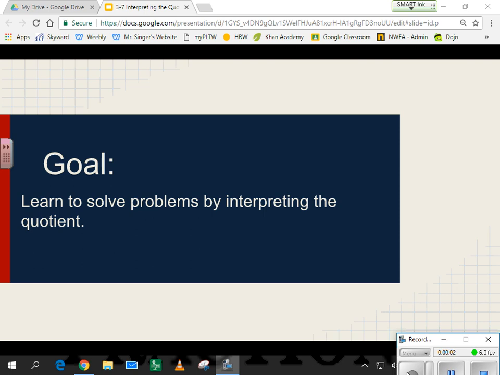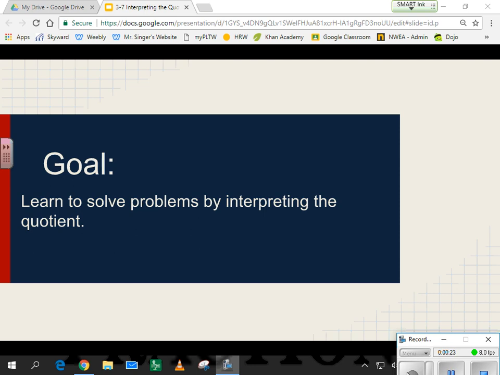Welcome back. We're going to do a little more division-like problems today. Our goal is all about interpreting the quotient. Basically, today's lesson is looking at real-life problems and saying, what are we really looking for in an answer for this problem? Sometimes you have to look a little higher than the actual answer, a little lower, or look for the exact answer. That's what we're going to work on today.